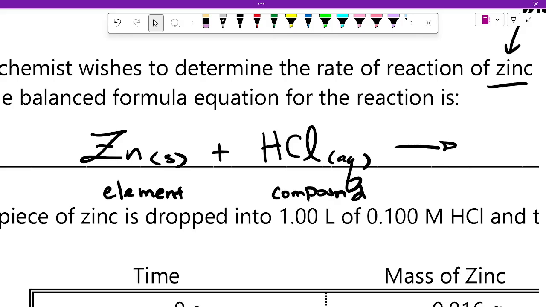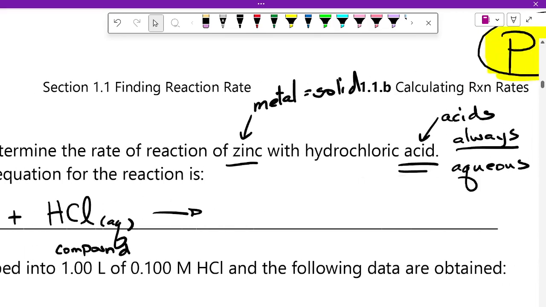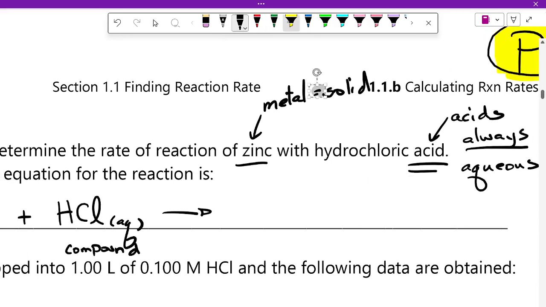Secondly, let's pretend this is zinc. I know it's actually iron, but let's pretend this is zinc. A lot of people had zinc written as aqueous. Is this aqueous? No, it is solid. Anytime you have a metal, metals are always solid. You should know that, okay? Gotta know it. Metals are solid. Acids are always aqueous. Okay, you should also know that. Acids always aqueous.